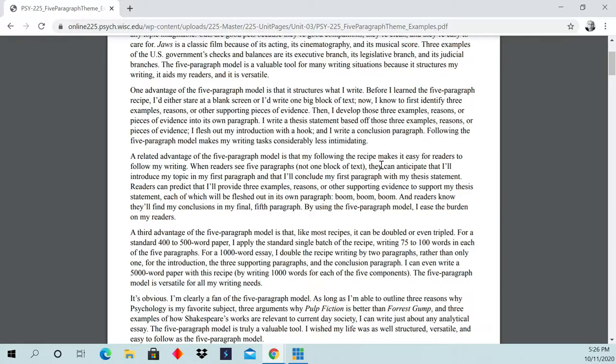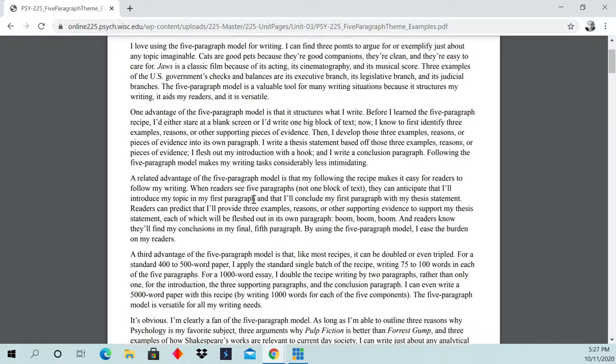When readers see the five paragraphs, not one block of text, they can anticipate that I'll introduce my topic in my first paragraph, and I'll conclude my first paragraph with my thesis statement. Readers can predict that I'll provide three examples, reasons, or other supporting evidence to support my thesis statement, each of which will be fleshed out in its own paragraph. Boom, boom, boom. And readers know that they'll find my conclusions in my final fifth paragraph. By using the five-paragraph model, I ease the burden on my readers. You see that? Isn't that amazing?